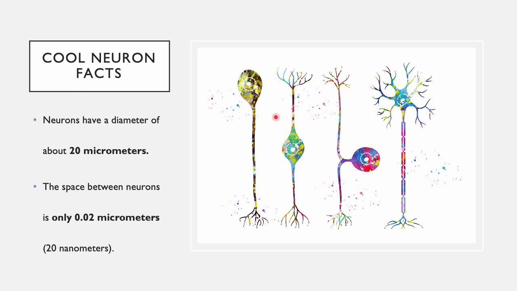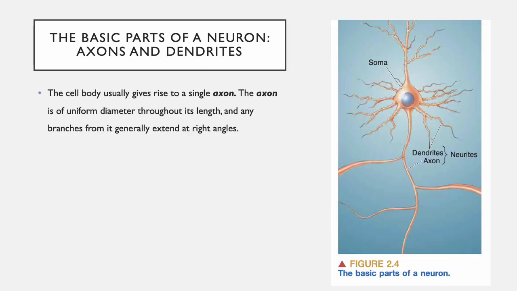The space in between neurons, however, is much smaller. It's actually only about 0.02 micrometers, which is 20 nanometers. So thus, we couldn't actually investigate the space between cells until the invention of the electron microscope that has a resolution in nanometers. First, we're going to talk about the prototypical neuron.